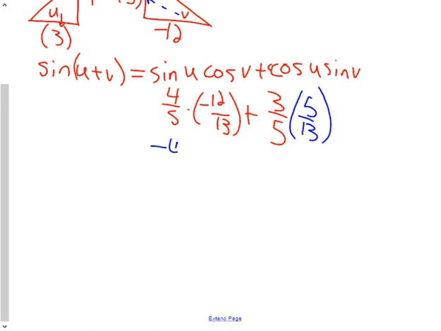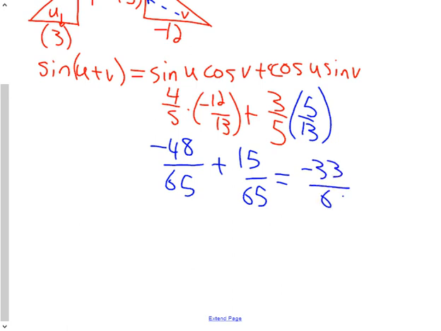Now, multiply and simplify. Some may want to cancel these 5s here, but you'll realize that we have 65ths, right? 65 is our denominator on both the left and right side, so just leave it. We'll have negative 33/65.